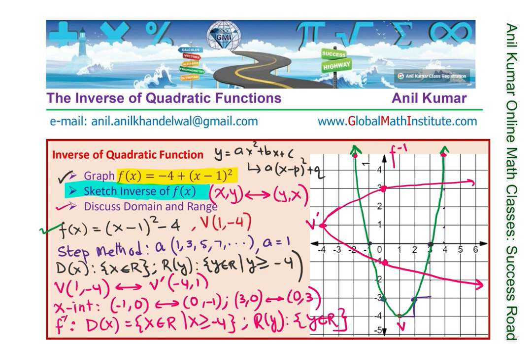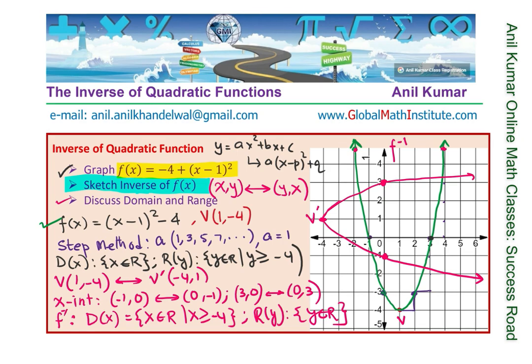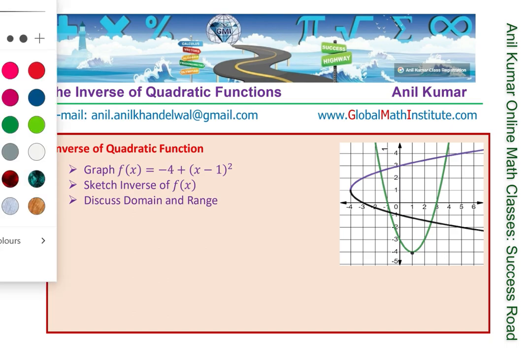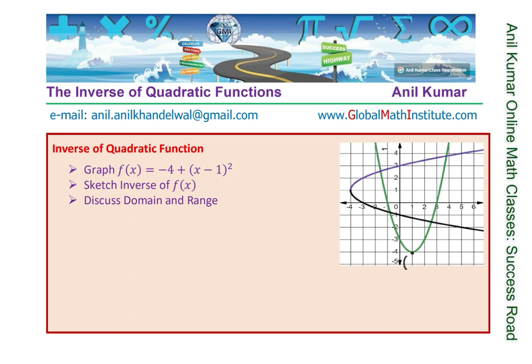Okay, so that's done. Now, let's discuss further with the help of the graph. This time we have the graphs already sketched for you. As we saw, the original function has a vertex at (1, -4). That is the vertex. This is the function f of x, and the inverse of that is this function. Is that clear to you?